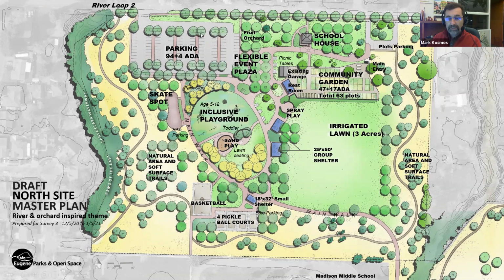All the sidewalks here lead to the flexible event plaza, which is our main greeting area. And that is located right next to our schoolhouse. This is a historic schoolhouse, and it includes on either side an integrated fruit tree orchard, as well as a community garden to the south.